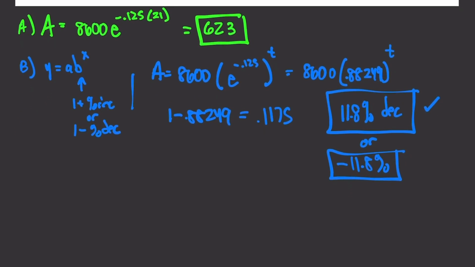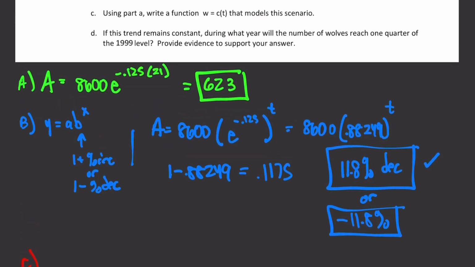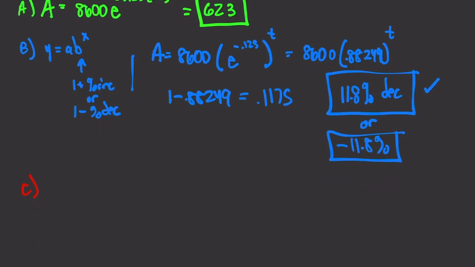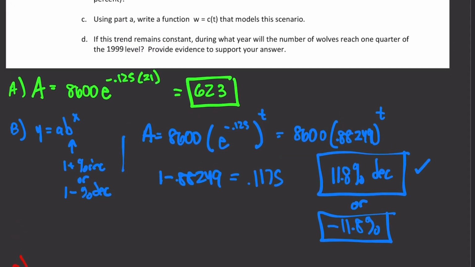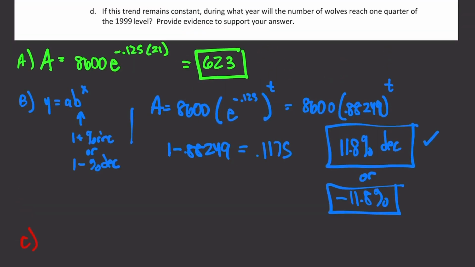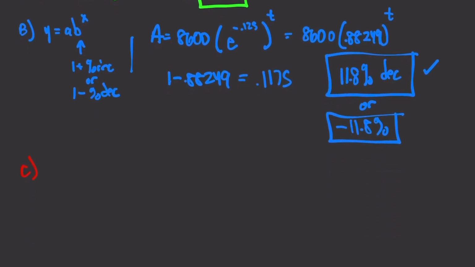Okay, so part C, it wants you to write a function that models this scenario. What does it say? It just says write a function. Okay, so this is pretty straightforward. C of t, w equals c of t. So my initial amount is 8,600. And there's a couple ways you can do it. We found that rate of 0.1175. So if you wanted to write it like this, you could do 0.1175 and then to the t. This would be acceptable.